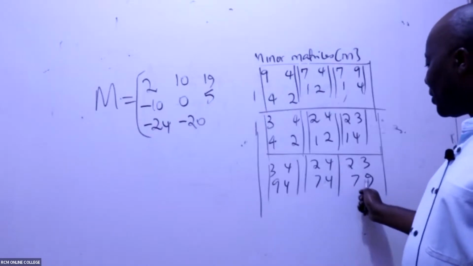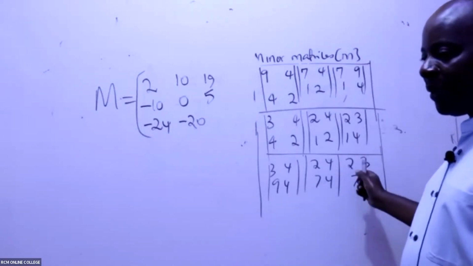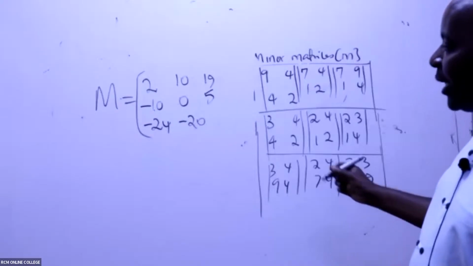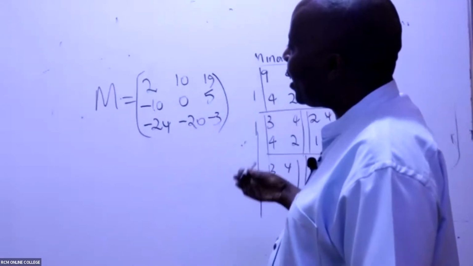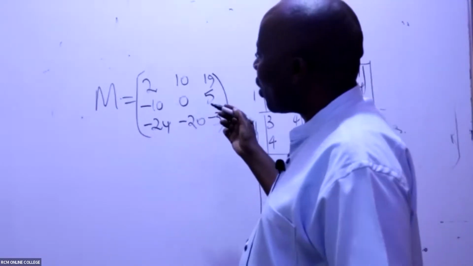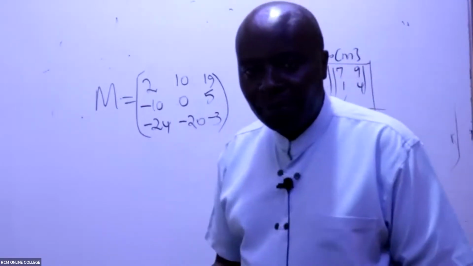Yeah, 2 times 9 minus 7 times 3 gives me what figure? Somebody there? Minus 3. Thank you so much. So there are so many ways of getting these cofactors. You can use the adjoint or use the concept of the diamond.